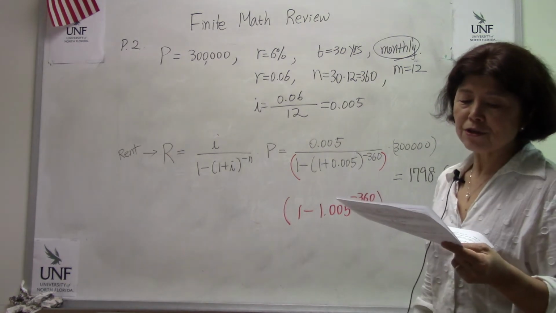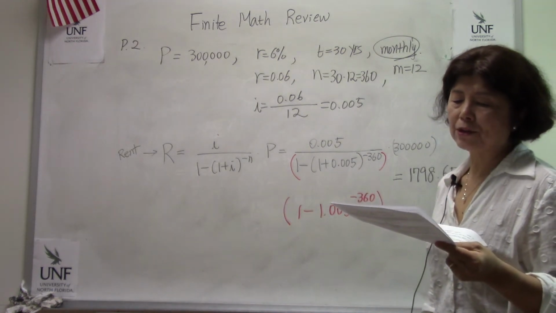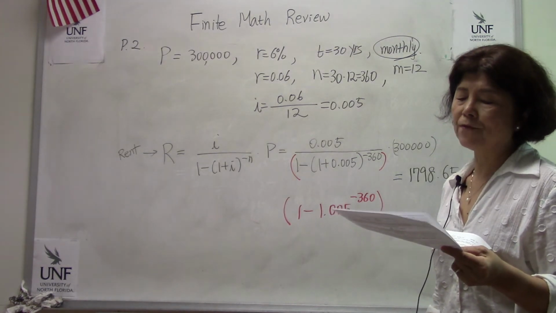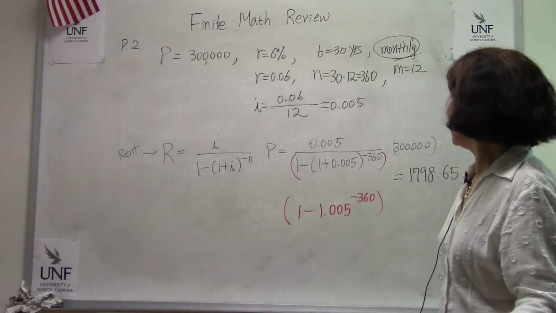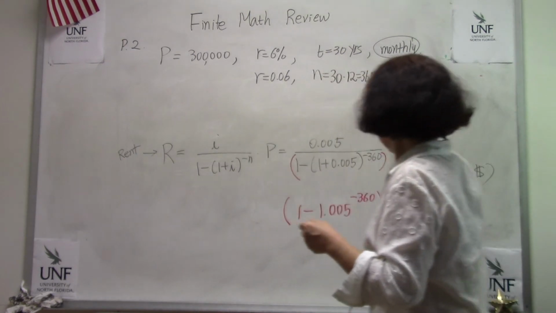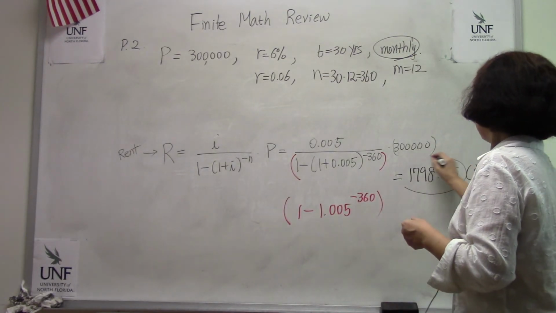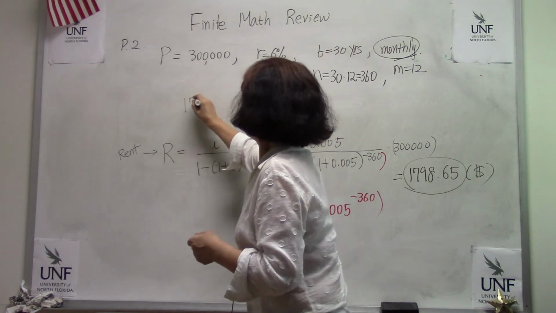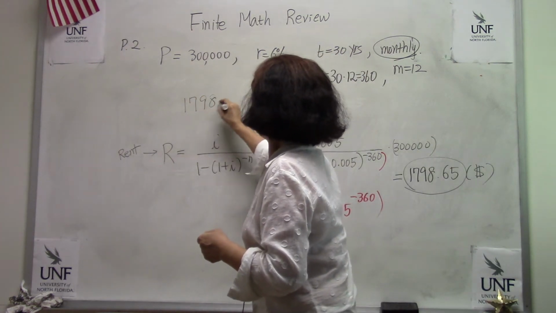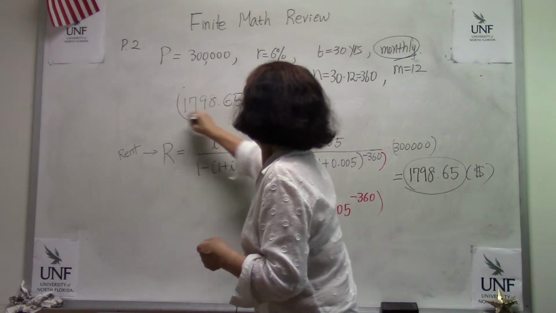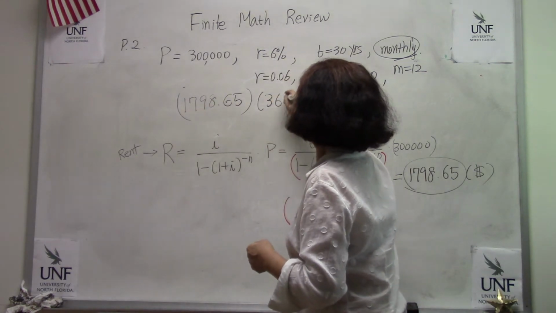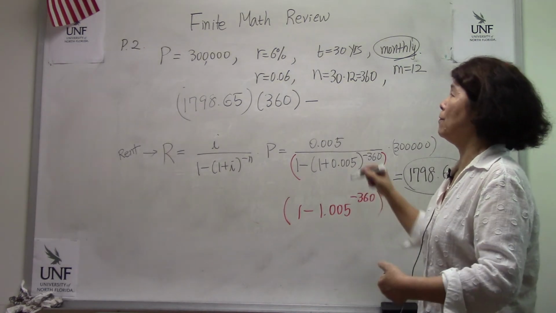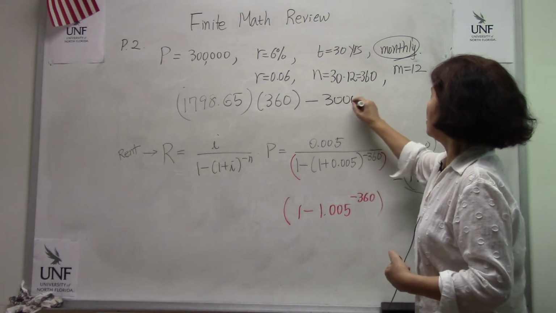B. How much interest will she pay throughout the life of the loan? Yes, it's typical language, the life of the mortgage. Okay, so what is going on over here? So this is her monthly payment. She is going to make 360 payments of 1798.65. But how much money did she receive for the loan? That is 300,000.